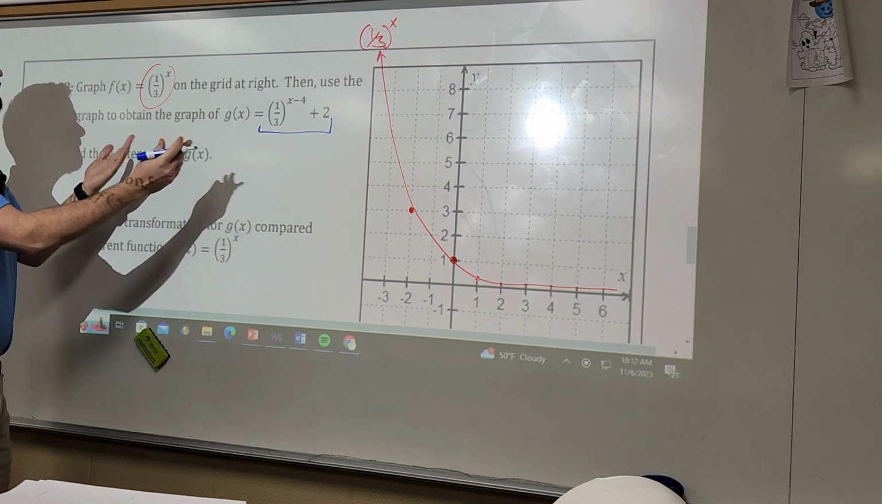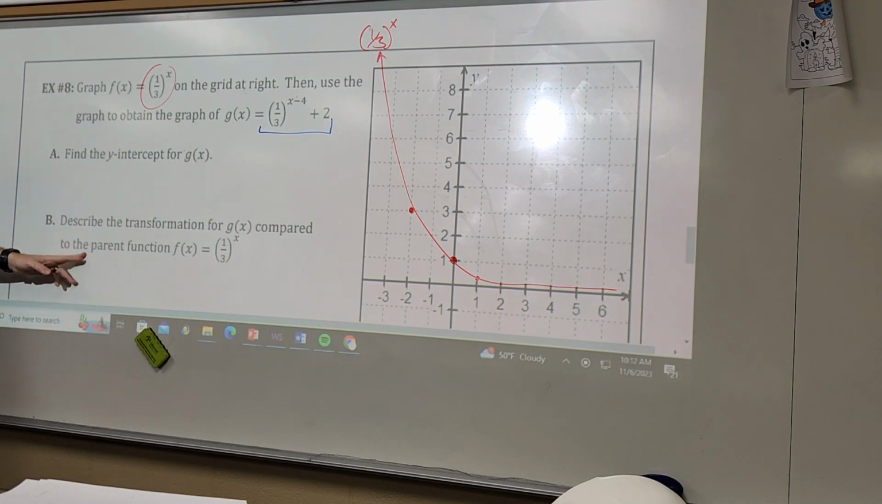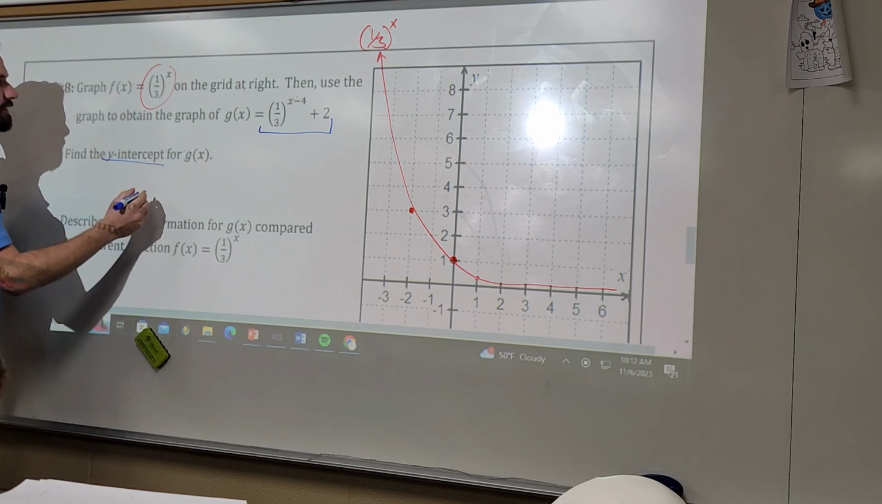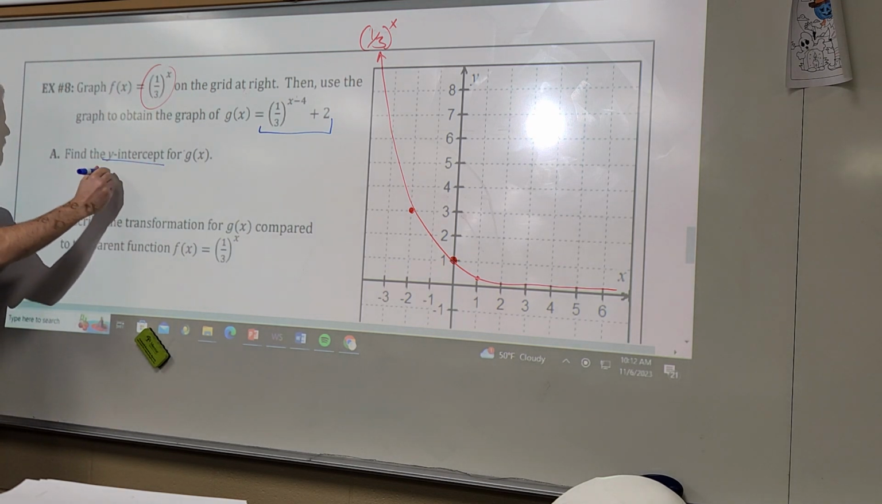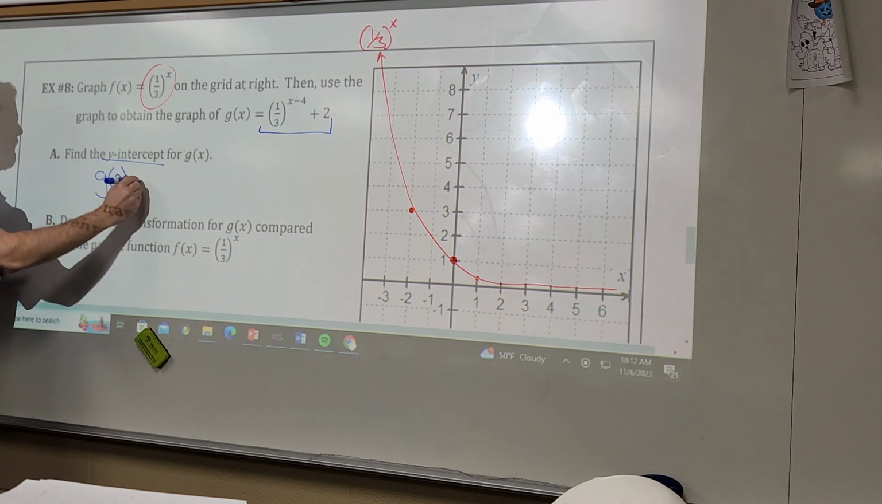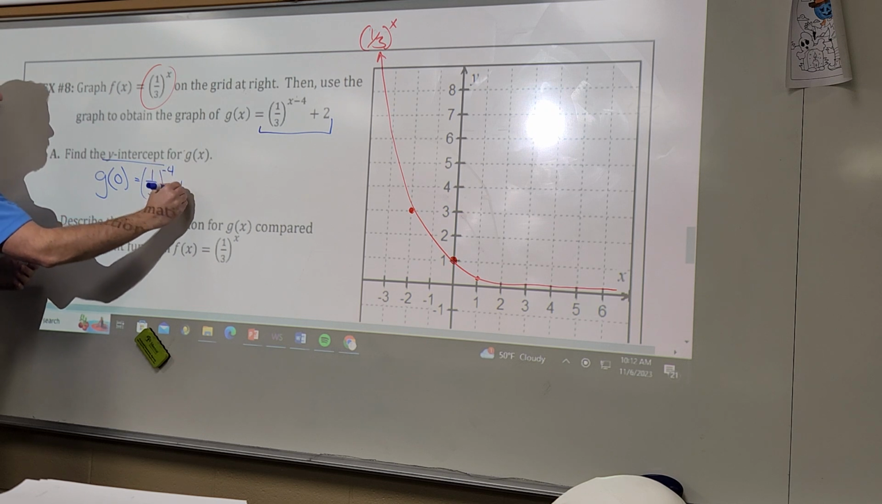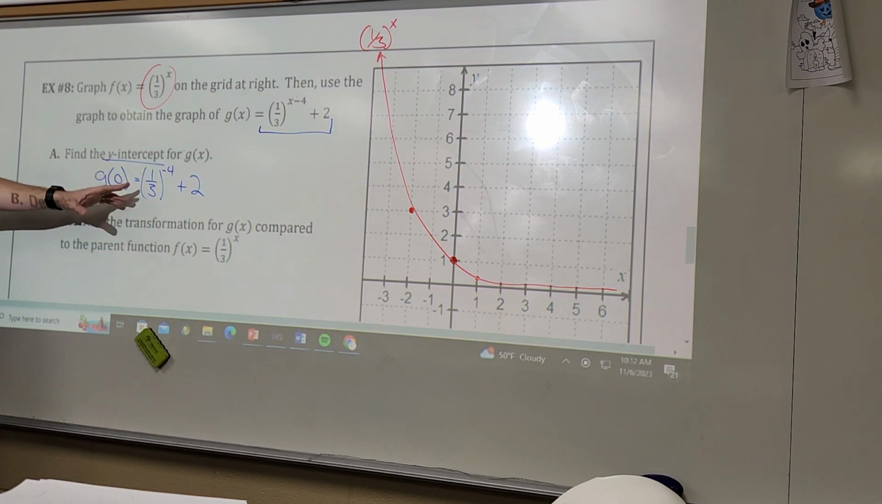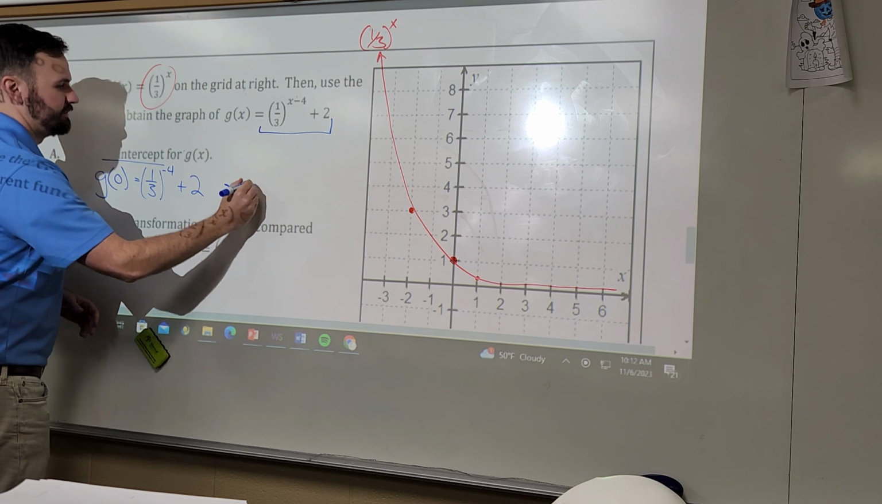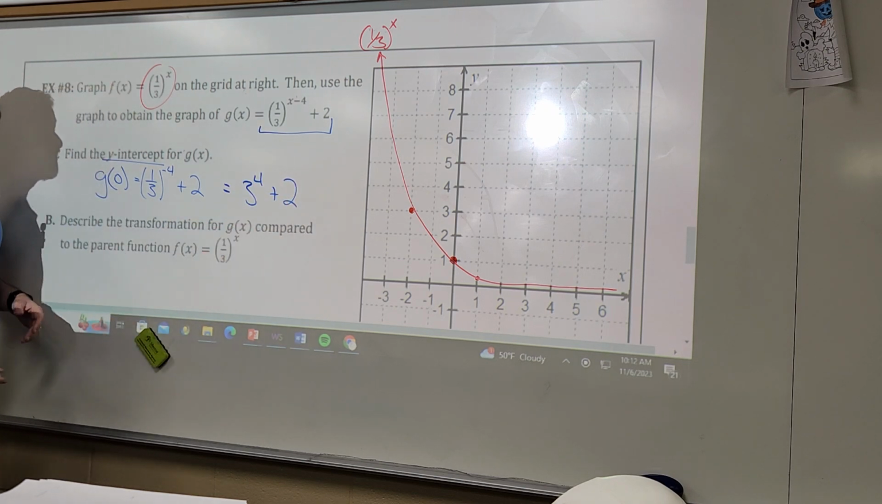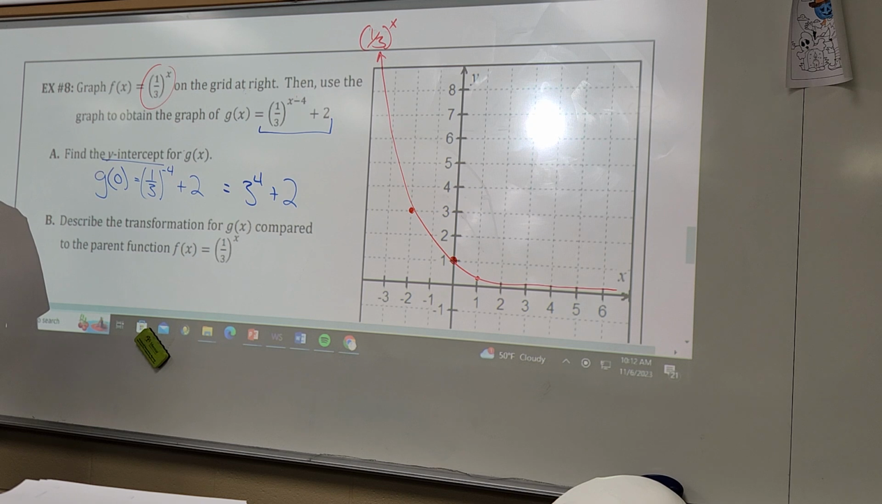For g of x, what's my graph going to do? I'll do the y-intercept first. How do I find the y-intercept? What do I plug in? 0. So that's going to be 1/3 to the -4 plus 2, right? What's a negative do to my function? Flips it, right? What's 3 to the 4th? 81, because it's 9 times 9, right?